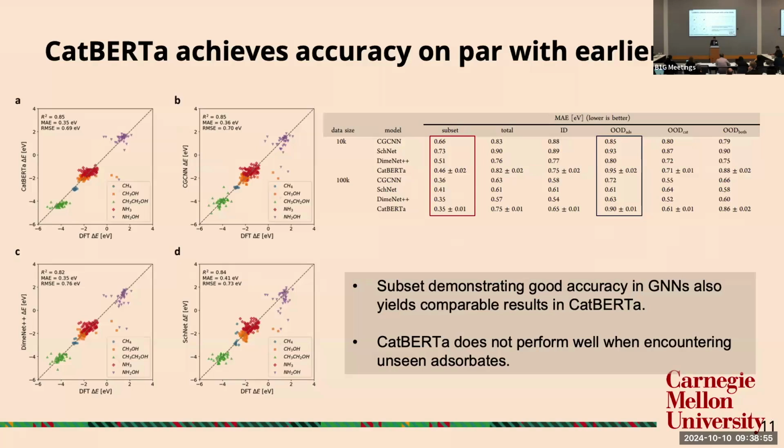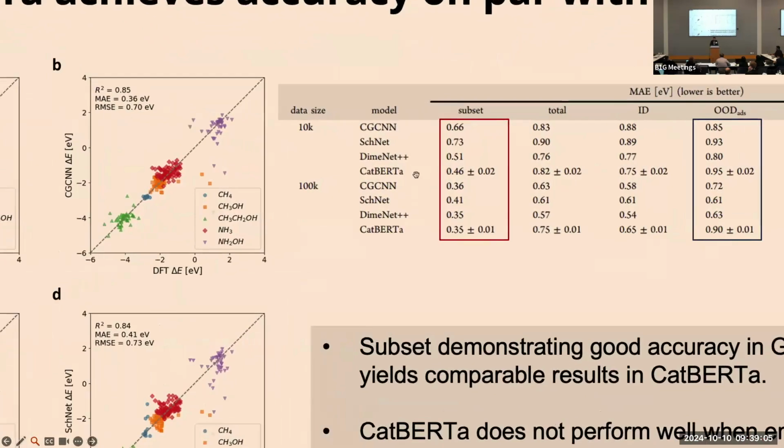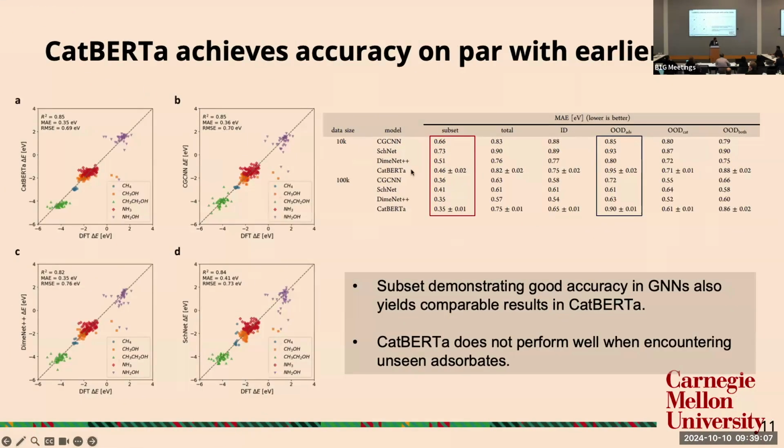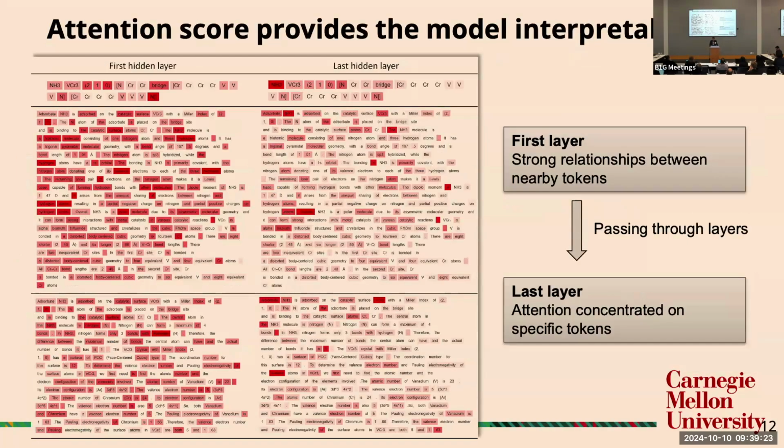Cat-Berta does not perform very well when encountering unseen adsorbates, but for some of the benchmarks that we did specifically here, you can see that with CGCNN and other models, we are not bad. This is actually a good first attempt at using only text for describing the system. Also, you get some benefits.